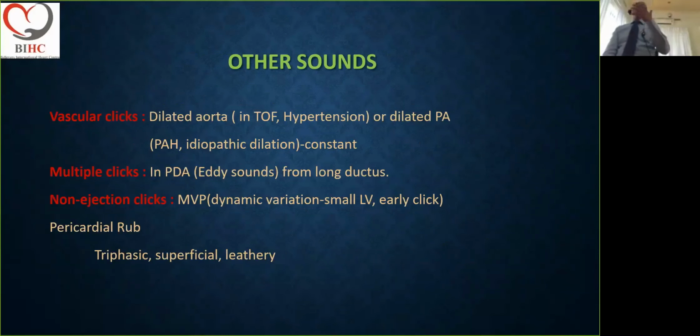Another sound that you hear is a pericardial rub, very common in a viral pericarditis, in rheumatic carditis, or in the post-op child on day 2, day 3 after surgery. The trauma to the pericardium always causes a pericardial rub. It's a triphasic sound, it's a superficial sound, it's a leathery sound, a peculiar rough quality.